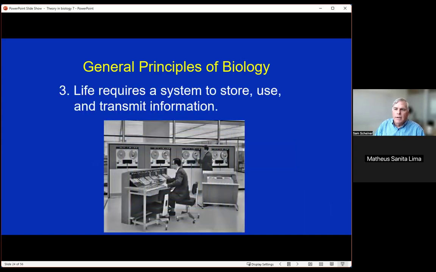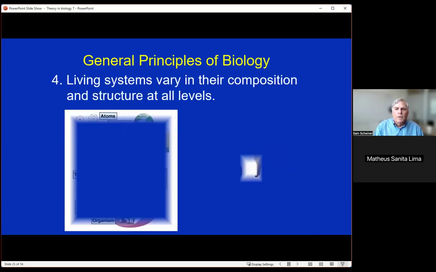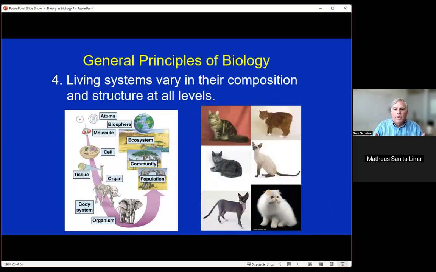Principle number 3, life requires a system to store, use, and transmit information, which we usually think of as genes, but it can be much more complex than that. But you need that information system to be a living system. So we've defined our living systems, and then what are other things about those living systems?